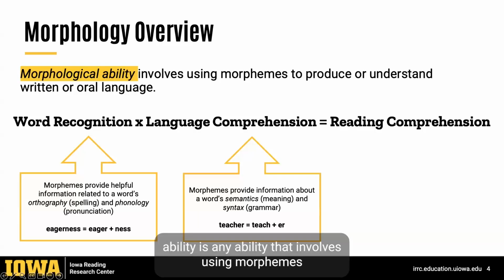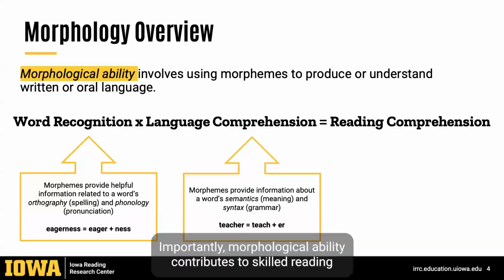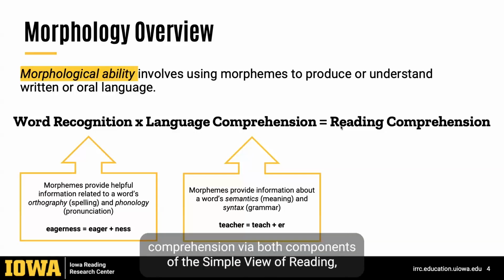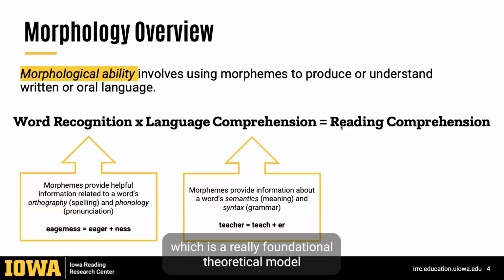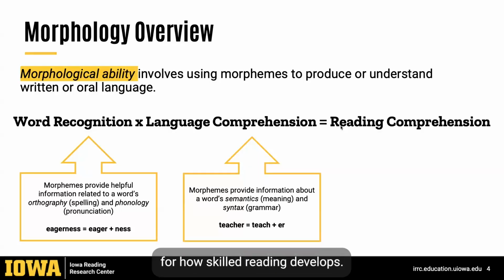Morphological ability is any ability that involves using morphemes to produce or understand oral or written language. Importantly, morphological ability contributes to skilled reading comprehension via both components of the simple view of reading, which is a really foundational theoretical model for how skilled reading develops.